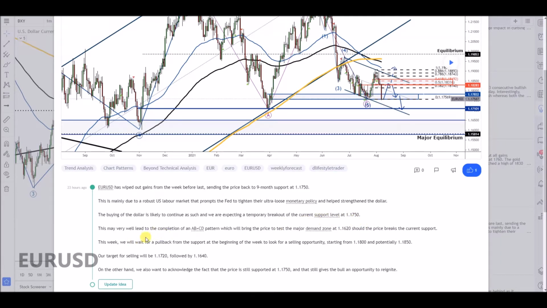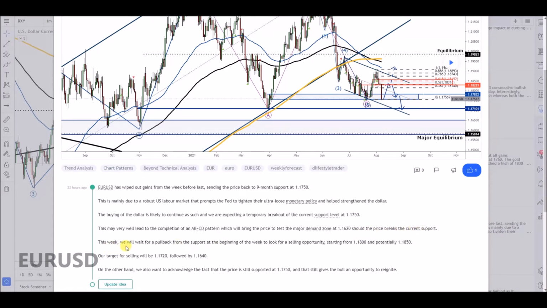So this may very well lead to a completion of an AB equals CD pattern in the weekly time frame, which I will show you in just a while. And that will bring the price back to test the major demand zone at 1.1620. Alright, so I mean, should the price break the current support.